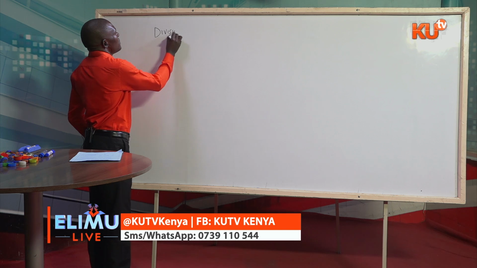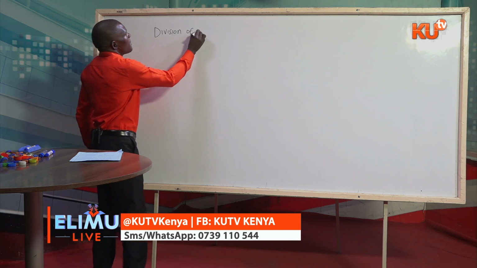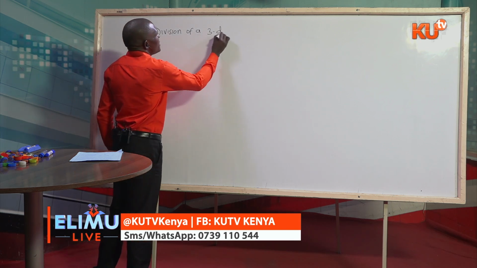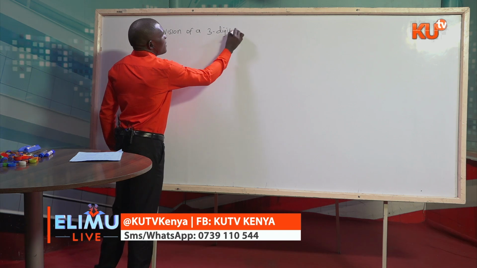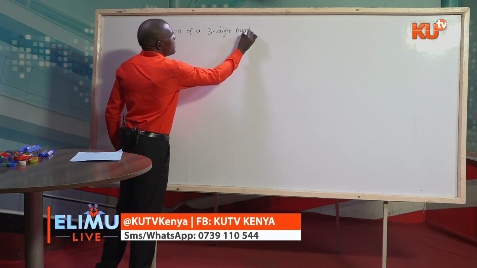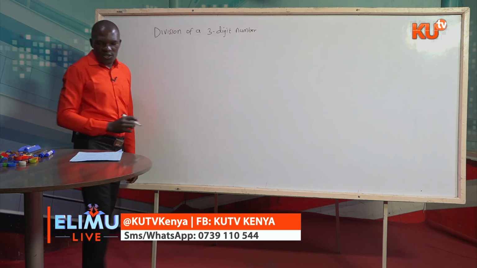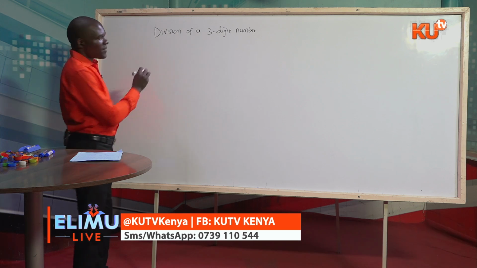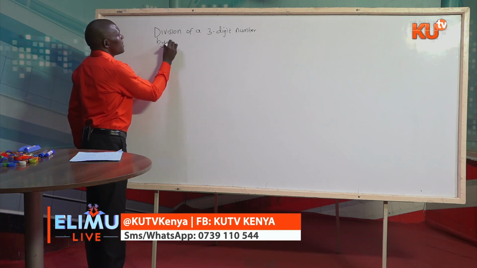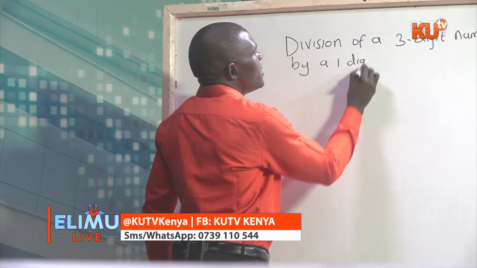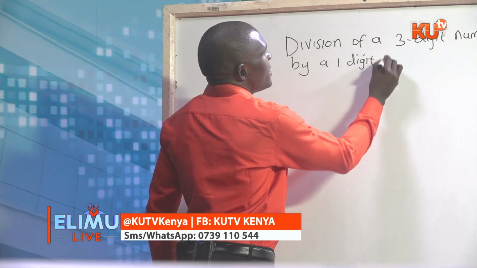Division of a 3-digit number by a 1-digit number.